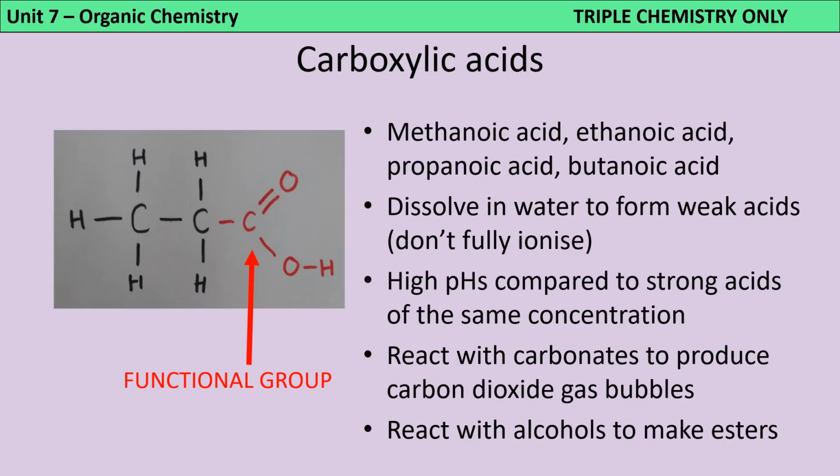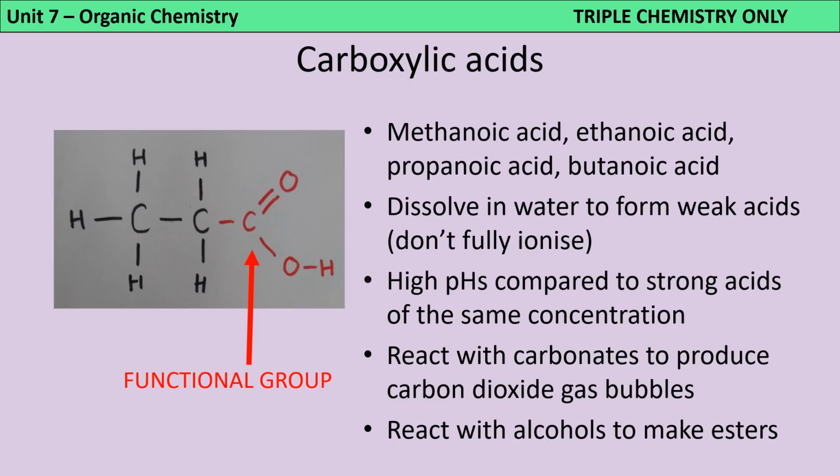These carboxylic acids are the fourth homologous series that you need to know about, and the first four are methanoic acid, ethanoic acid, propanoic acid and butanoic acid. Their functional group is a carbon atom double bonded to an oxygen atom and then single bonded to another oxygen atom that in turn is bonded to a hydrogen atom.